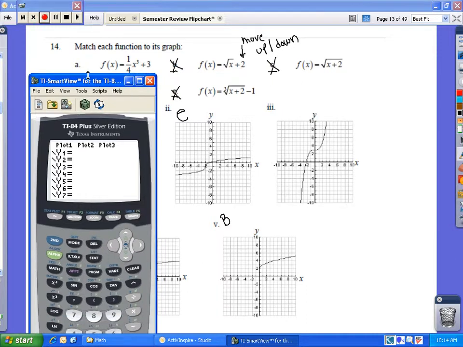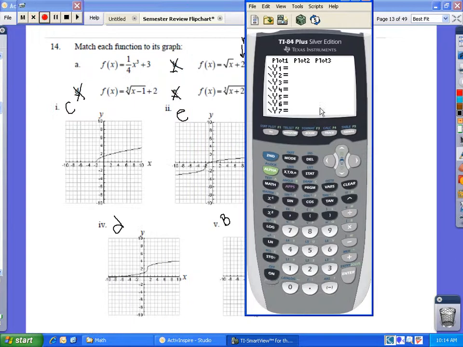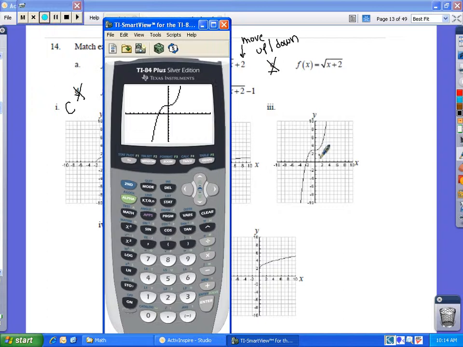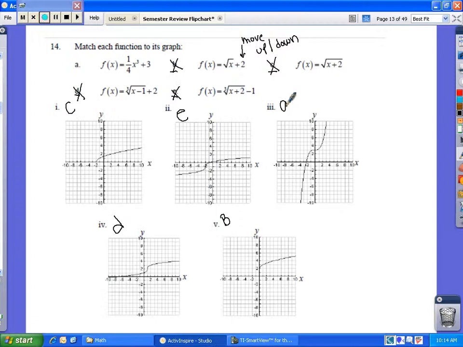So I'm going to put in the 1/4 x cubed. So go up to graph 1. I'm going to do 1/4. So 1/4, make sure you put your fraction in parentheses, x cubed plus 3. And then again, if you graph it, you can see how it's the only one that has the same orientation as graph number 3. So again, equation A goes with graph 3.